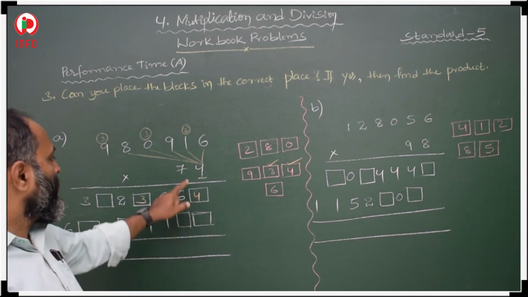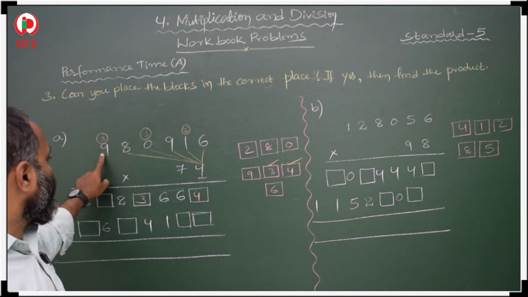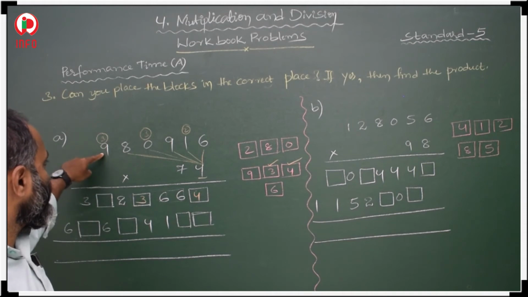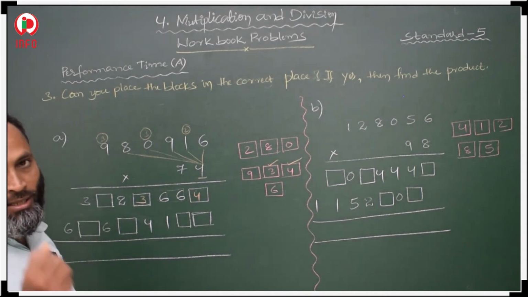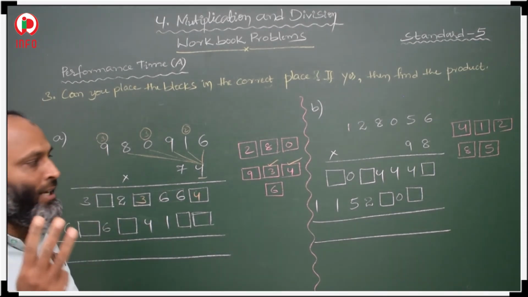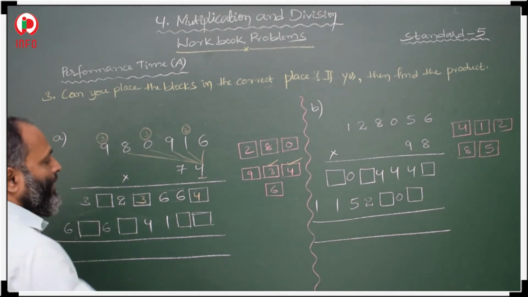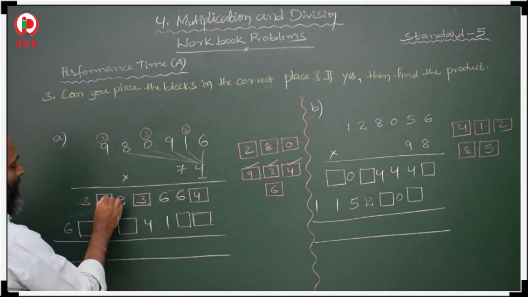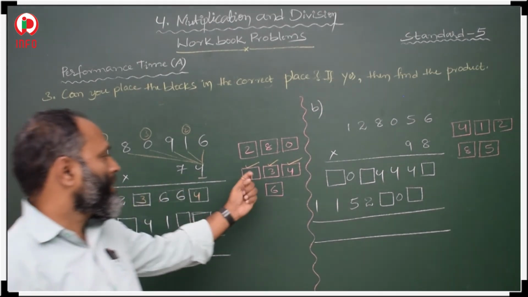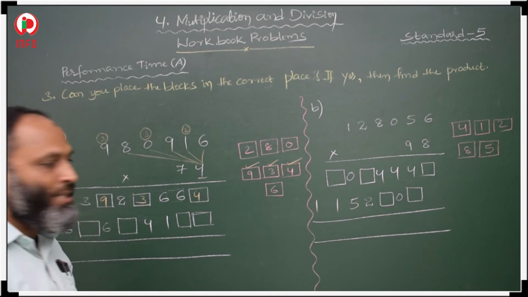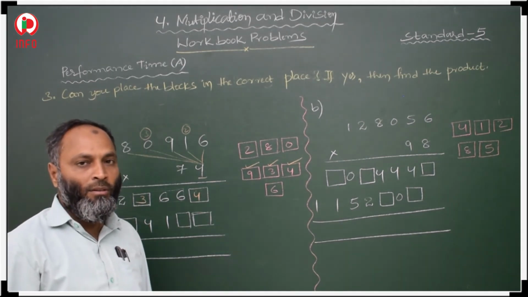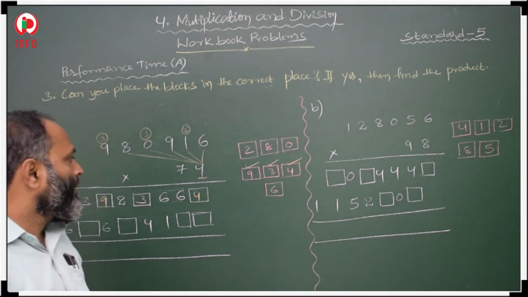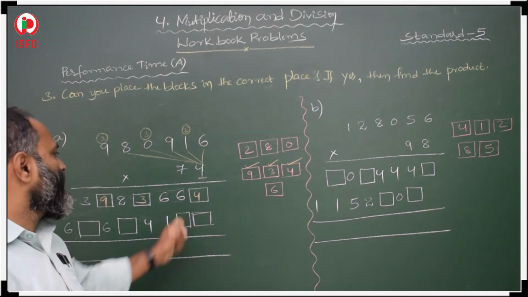Okay. 4 nines are 36. 36 plus 3 is 37, 38, 39. Here 9 is there. We have to keep 9 here, meaning replace here. That 9 is three places over. This is completed. Now, how to fill the second row?